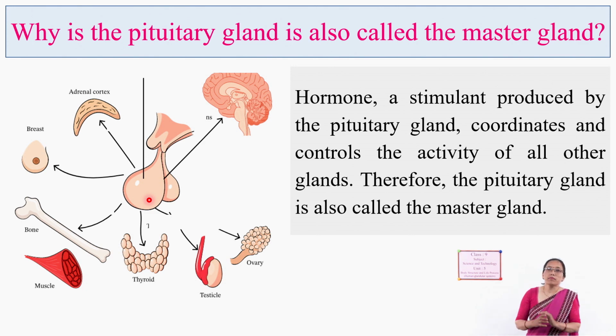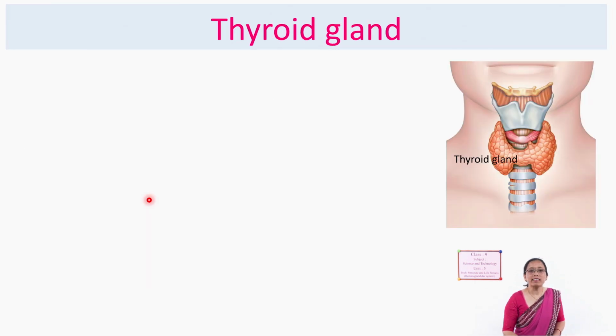Yes. That means it secretes some stimulating hormones. Those stimulating hormones stimulate the various glands present in our body and also control the activity of other glands. Therefore, it is called the master gland. Okay, next gland is the thyroid gland.